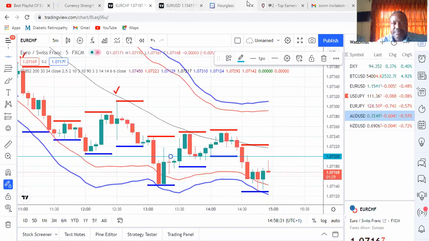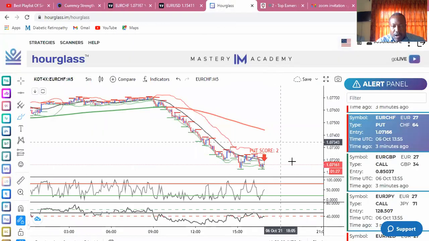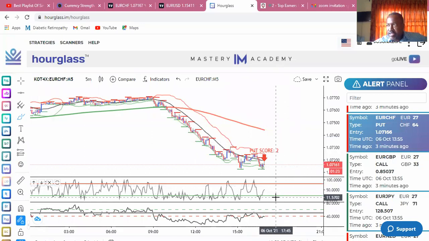Let's see. All we are waiting for is, can this move up to this area in the next 1.5 minutes? If it does, then we can look for a downward movement. That's a good setup, but will it move there? Let's see.